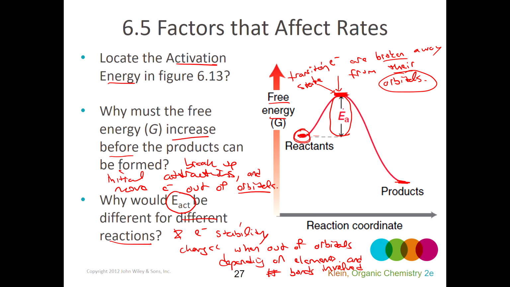If I have to break 2 or 3 bonds all at once, it's going to take a lot more energy to break all those bonds and move the electrons out of their orbitals. If I have electrons that are held in really nice and tight initially, and they're forming really strong attractions to their nuclei, it's going to take a lot of energy to knock them out of there, and so the activation energy will be higher.